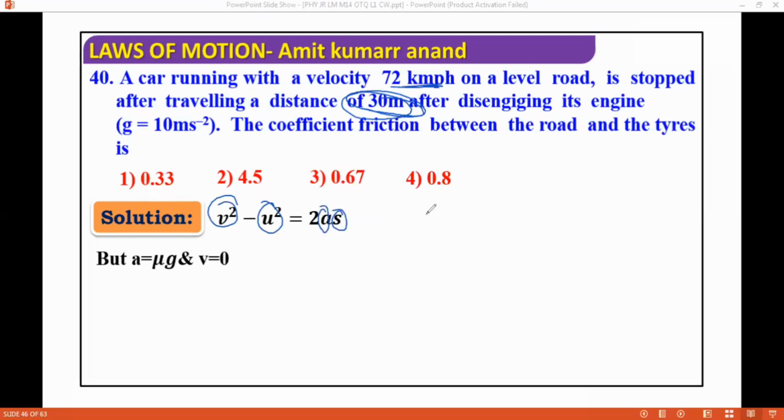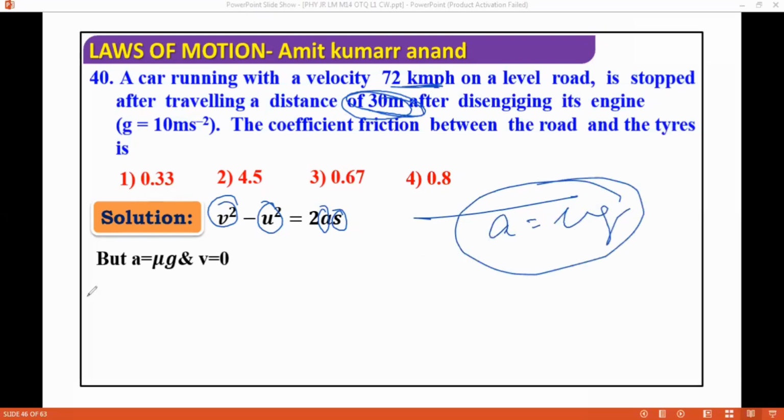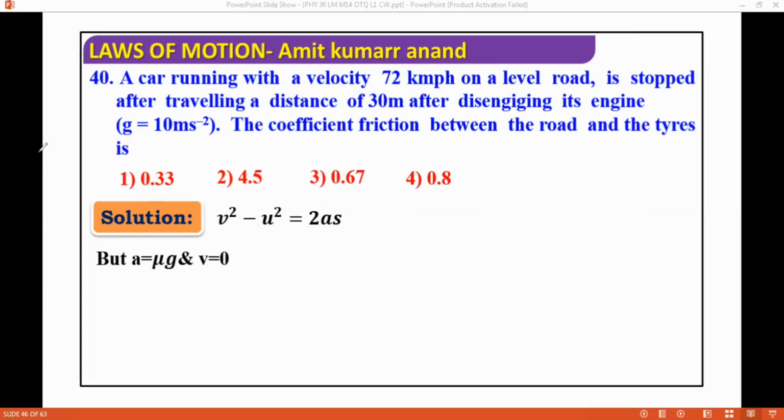And basically, what is the acceleration? Why is the car stopping? Because of deceleration, and what is it? You can keep in your brain that because of friction, the acceleration is mu into g. So you can apply the concepts now. I'm showing the calculation part over here. You apply it to the question and you will get the answer.